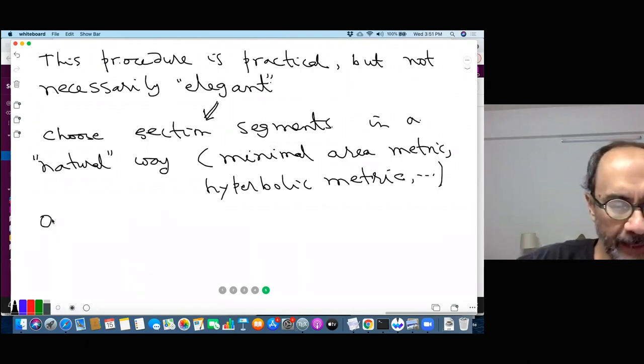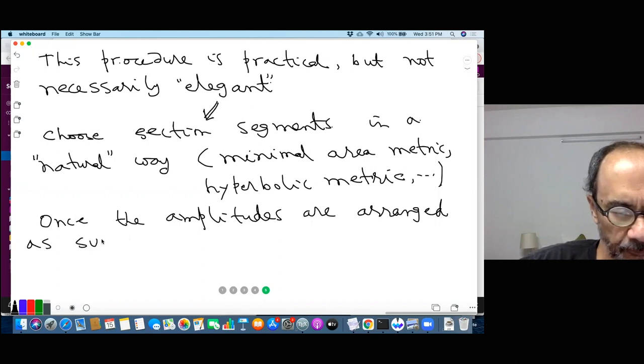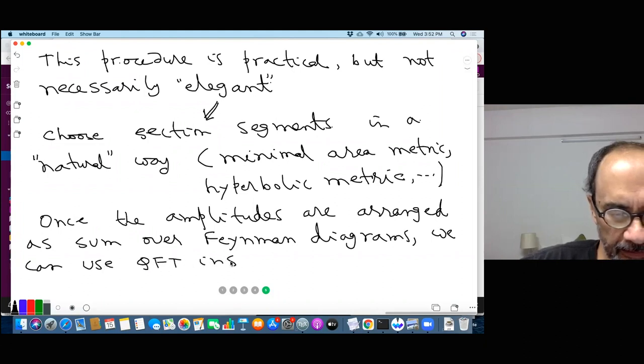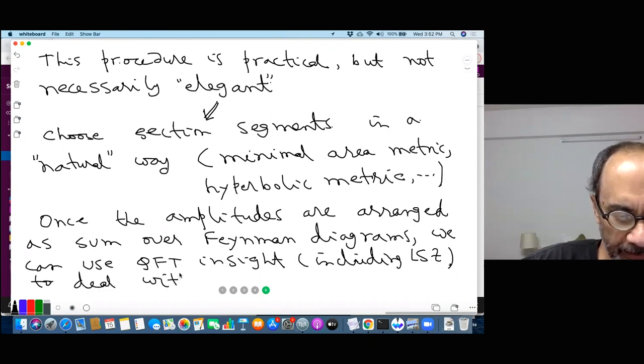Because the point is that once the amplitudes are arranged as a sum over Feynman diagrams, we can use QFT inside, including LSZ, to deal with the problem of on-shell internal propagator.